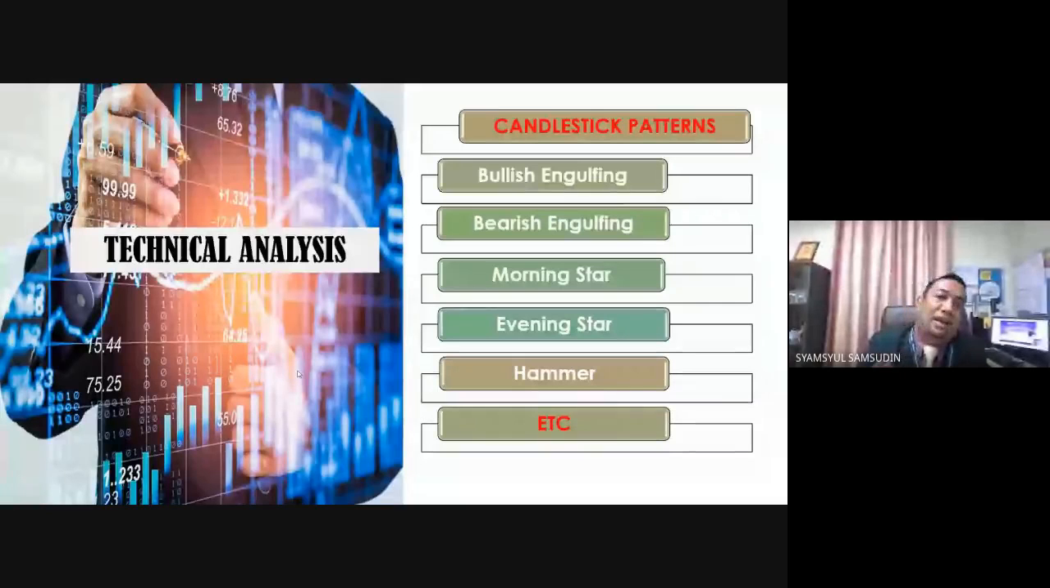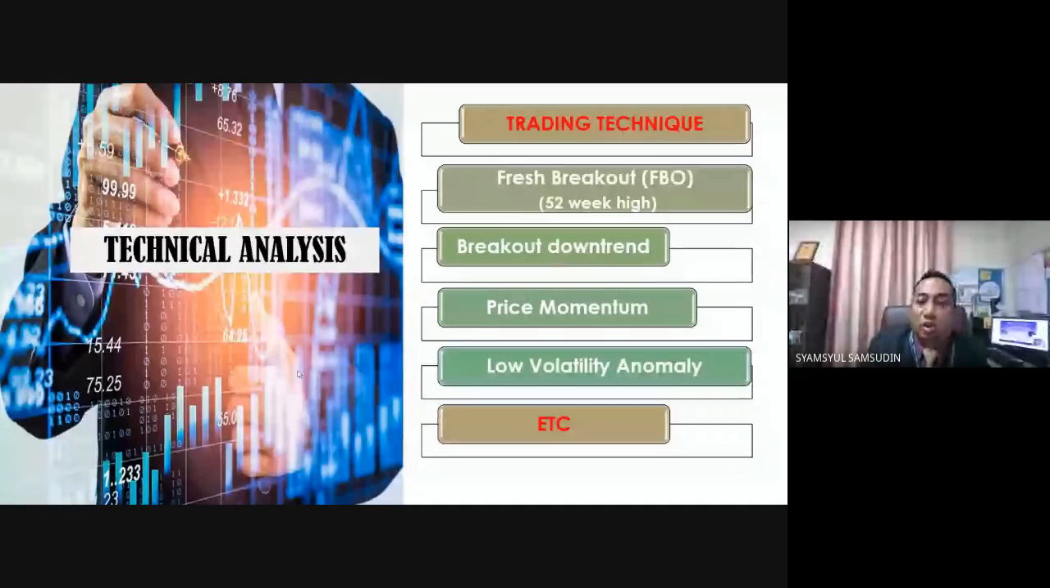The candle lah. Candle ada banyak candle ni, but I don't want to share today because it's very technical. So we need a special slot on the technical. This is some of the candle yang kita boleh tengok lah. But they have a trading technique untuk technical when you want to the right time you want to enter the market. You can use the fresh breakout FBO 52-week high, breakout downtrend, price momentum, low volatility anomaly, and a lot of trading techniques. All right, when you want to enter the market.